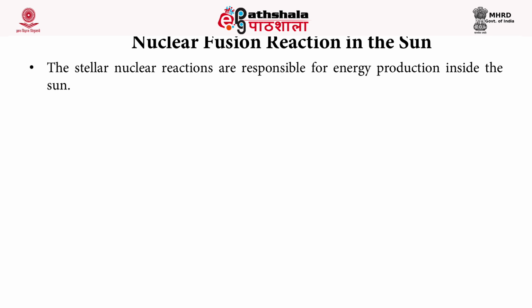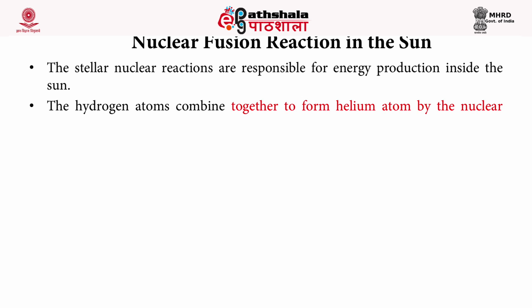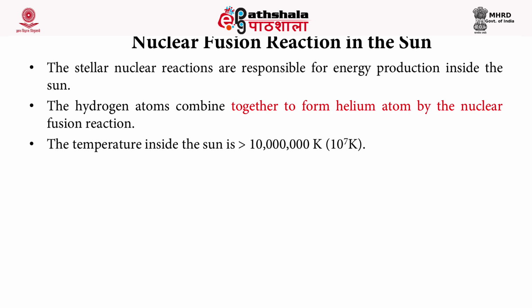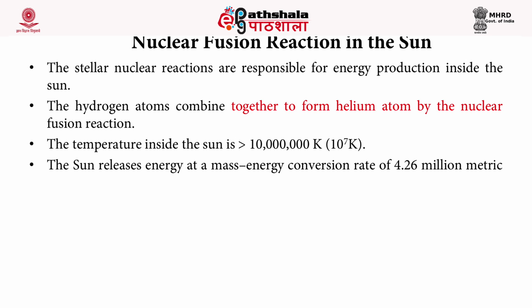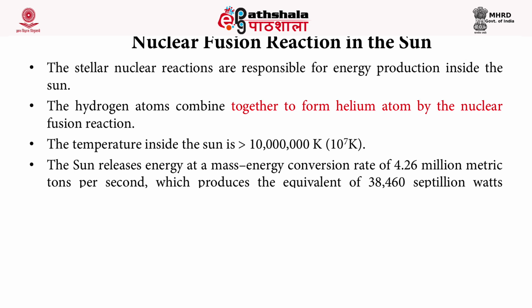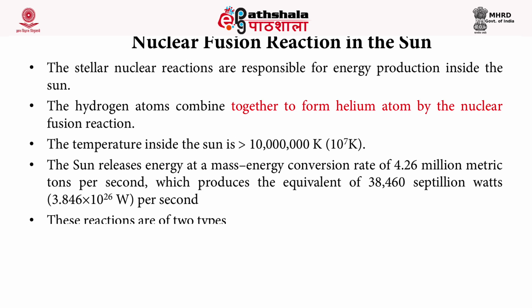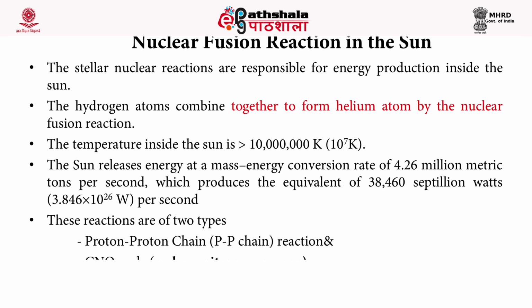Now let's see the nuclear fusion reaction in the sun. The stellar nuclear reactions are responsible for nuclear production, and we have seen that it is mainly by nuclear fusion. Here the hydrogen atoms combine together to form helium, and the temperature inside the sun is greater than 10 to the power 7 Kelvin. The sun releases energy at a mass energy conversion rate of 4.26 million metric tons per second, which produces the equivalent of 38,460 septillion watts.